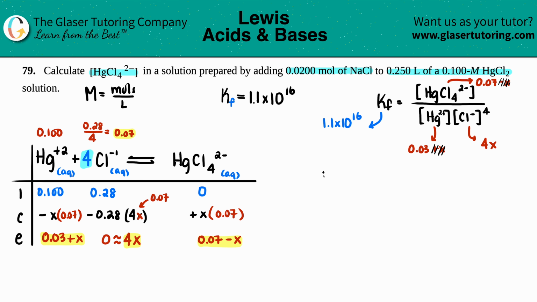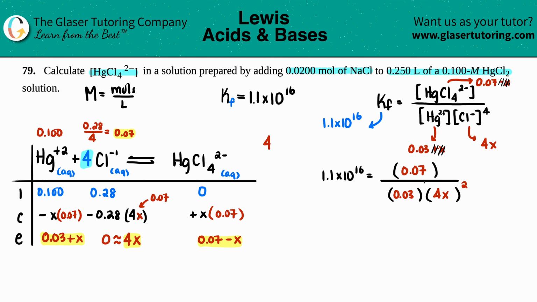So let's see, we got 1.1 times 10 to the 16th. This equals, we have the 1 on the top, and the 2 on the bottom. We have 0.07 divided by 0.03, and then this is 4x, and that's squared. So let's just identify the 4x squared. I'll put it over here.